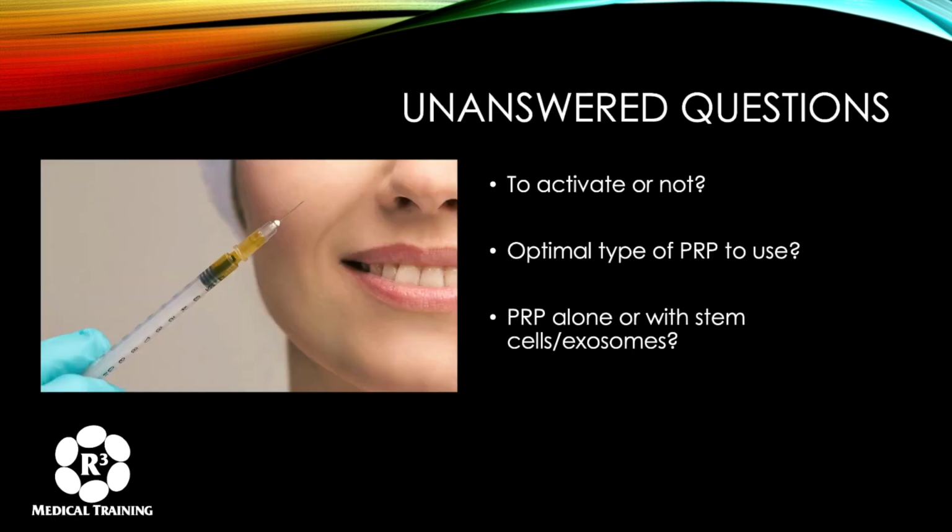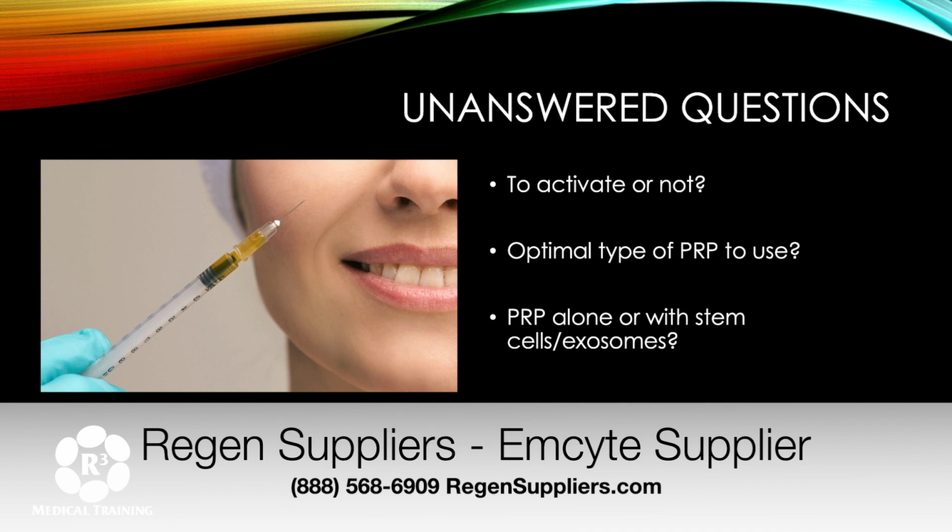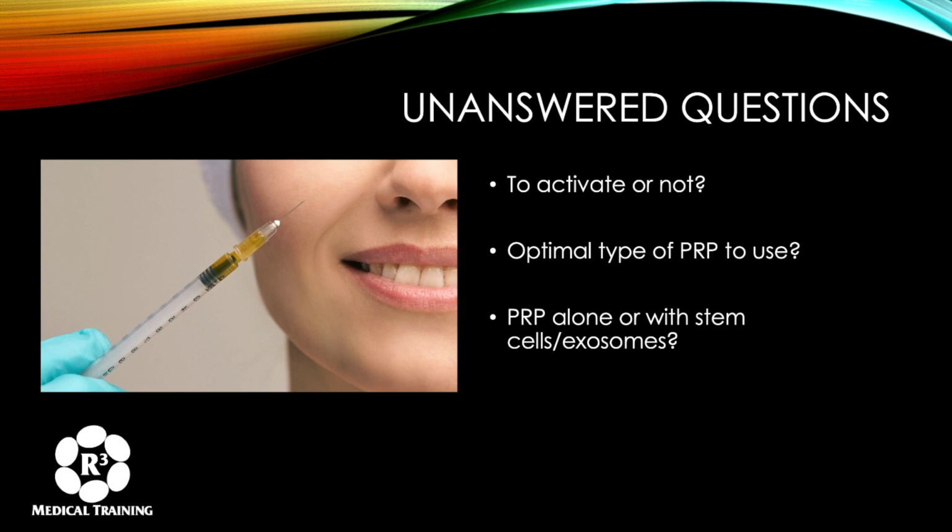Now, some of the questions that we still have to date, after a lot of research, are: should you activate it or not? What's the optimal type of PRP to use? Should you use a leukocyte-rich, with just one spin, or do a second spin where you have a leukocyte-poor? Or do you use PRP by itself or along with stem cells and/or exosomes? So we'll go through some of the answers to this moving forward, but yeah, there's no gold standard.